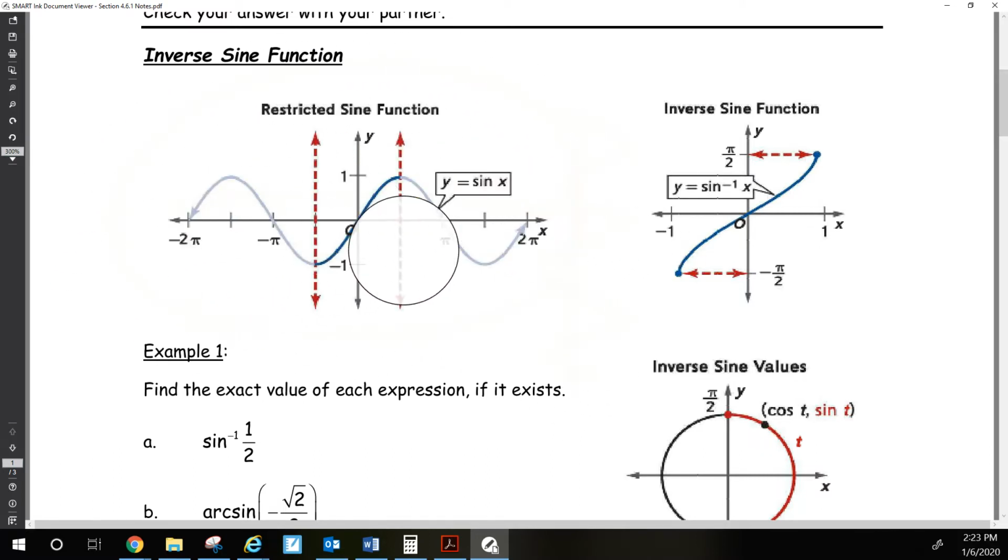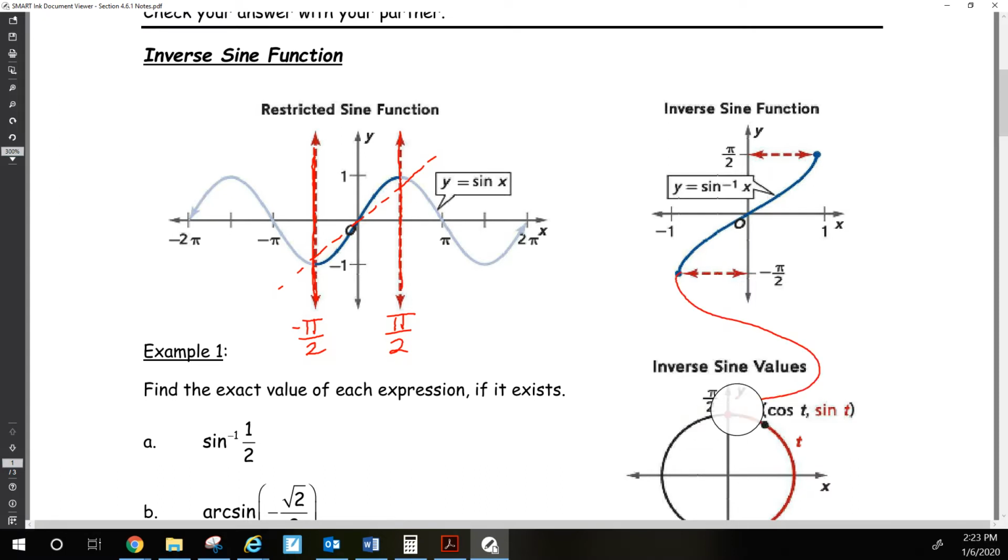So in order for our inverse to be a function, we've got to restrict the domain of our sine function. And the way we restrict the sine function is between negative pi over 2 and positive pi over 2. So between these two angle measures is what we're going to restrict our sine function, so that when we reflect it across that line y equals x, it ends up looking like this. So instead of it repeating and not being a function, we've got it restricted down between negative pi over 2 and pi over 2. Our sine goes from negative 1 to 1.